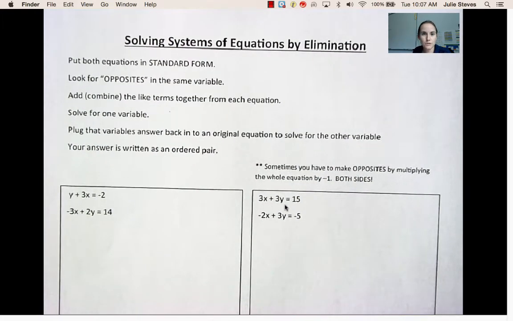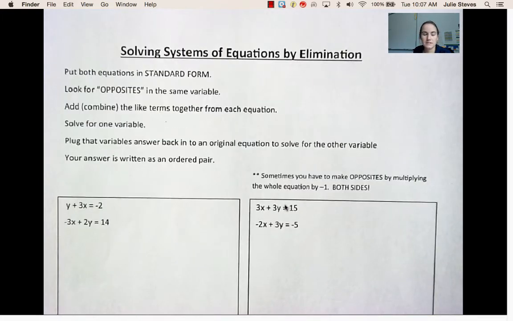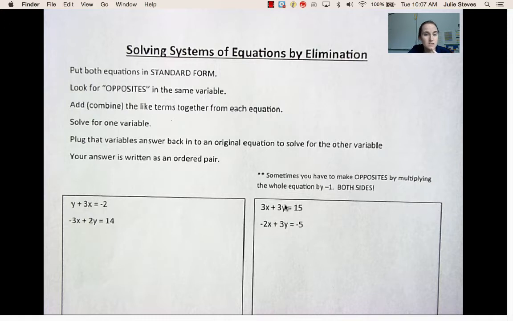This is Chapter 3, Lesson 1, and today we're going to talk about solving systems, and we're going to specifically talk about how to solve them using a method called elimination. In another video, you'll learn how to solve the equations by substitution and then by graphing and so on.